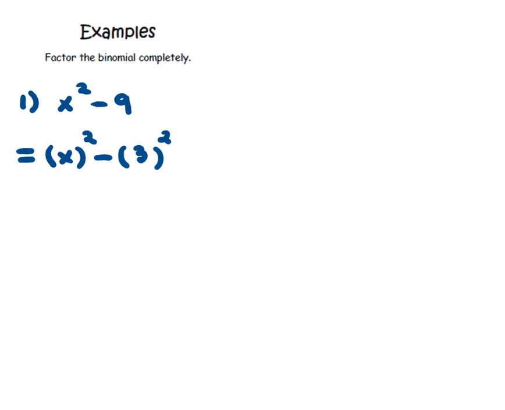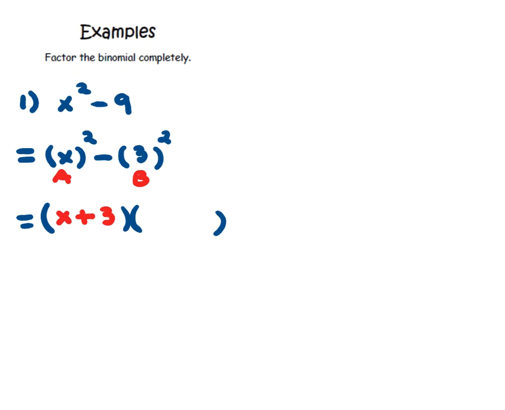Doing it this way allows you to see quite clearly what expression you're going to use for a, in which case that's x, and what expression you're going to use for b, and in this case that's going to be 3. Now remember, the difference of two squares formula, what you're going to do is set up two sets of parentheses. And in your first set of parentheses, you're going to write the expression a plus b. Well, in this case, a is x, so let's write x plus, and our expression for b is the number 3, so x plus 3.